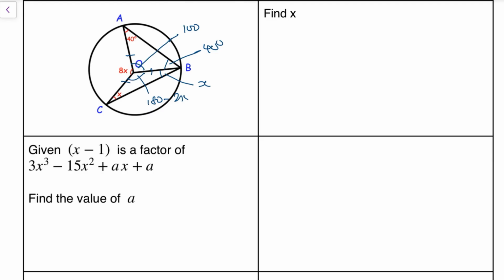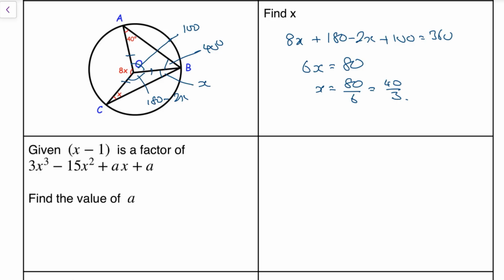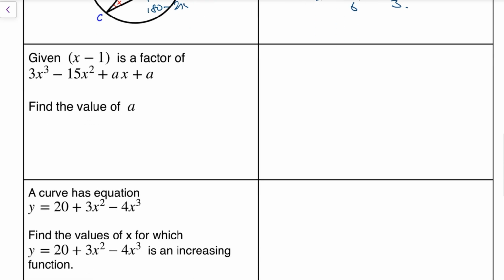Right, which means around the center, it must be the case that 8x plus 180 minus 2x plus 100 is equal to 360. Angles around a point equals 360. Then let's add together. So x and 2x is 6x. 180 plus 100 is 280. 360 minus 280 is 80, which means that x is equal to 80 over 6, also known as 40 over 3. Yeah, quite a nice question, not too bad. I didn't have to write down lots of reasons, which also makes me happy.